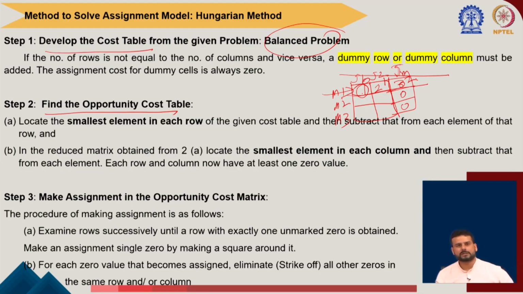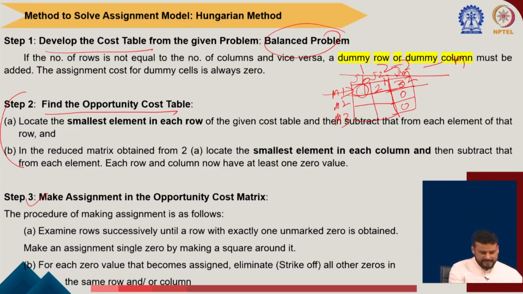Once it is done for the rows, then we will do the same thing for the columns as well. So from column 1, 2, 3, up to n columns, we will go one by one, find out the minimum value, and then subtract that value from the rest of the values in that particular column. So when we complete step 2, in each row and column there will be at least one 0, because we are ensuring that this is the opportunity cost table, right.